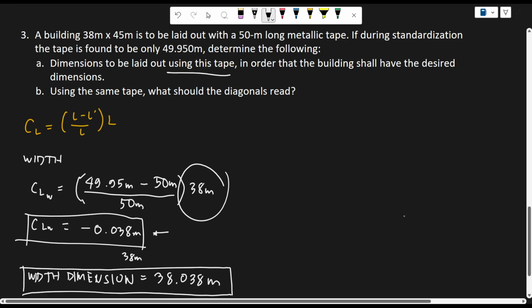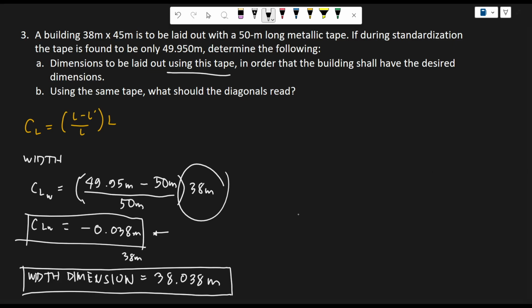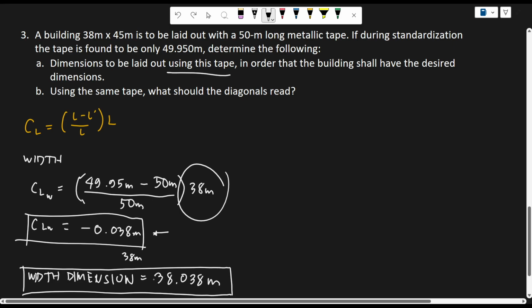But this time we are still going to lay it out on the field using the erroneous tape. So take note whenever you're solving problems, take note of this layout word. So with dimension, we are going to lay out 38.038 meters to get exactly 38 meters that we want. Okay, let us now go to our length.